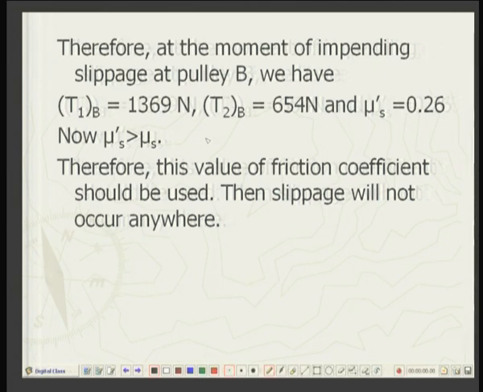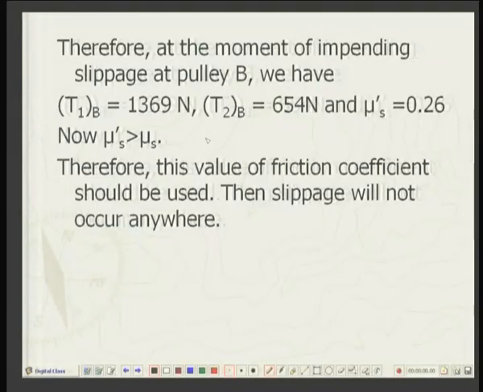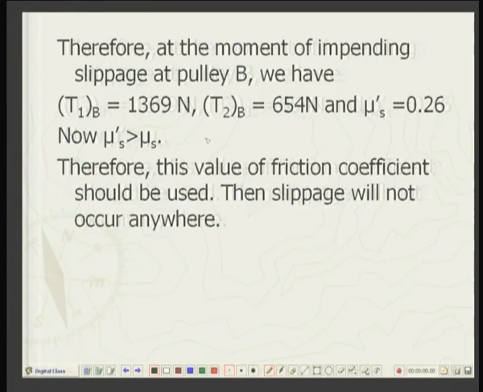So for the no slip condition at pulley A, it was 0.214. So the new coefficient of static friction is greater than the previous one. If we have this coefficient of friction, then there will be no slip condition at both pulley A as well as at pulley B. So this is the desired coefficient of friction, which will eliminate the possibility of slip everywhere.